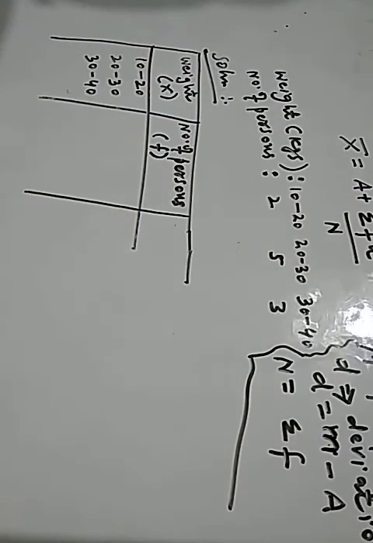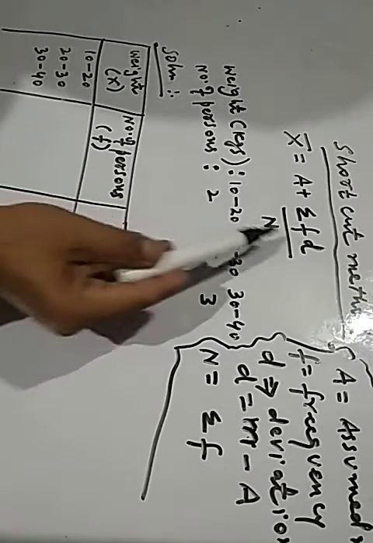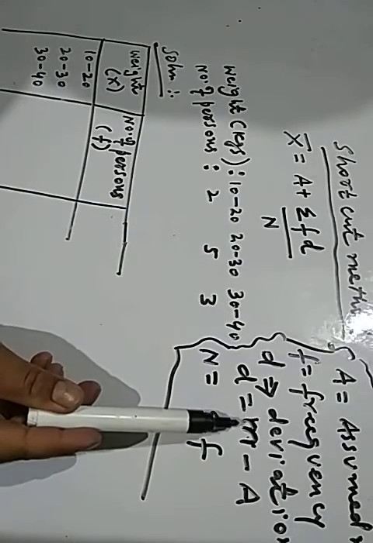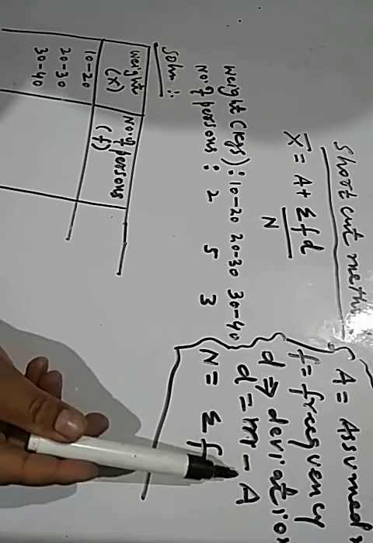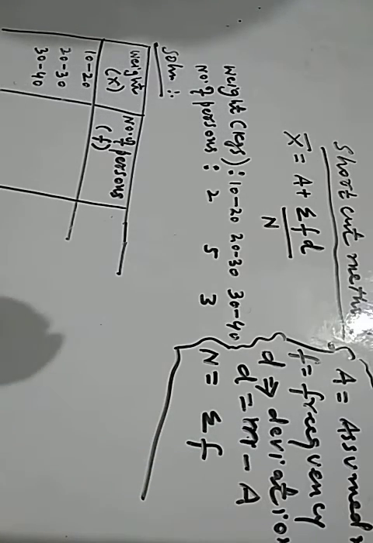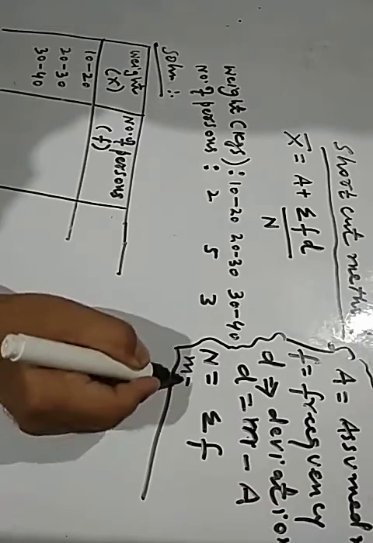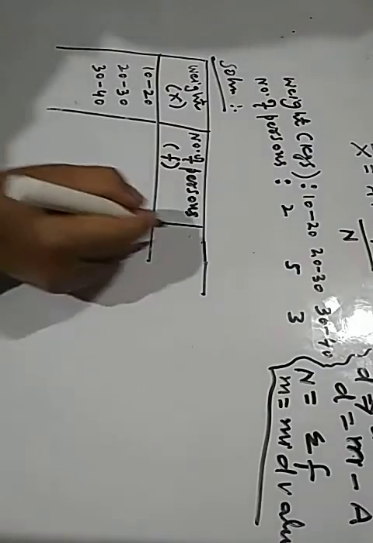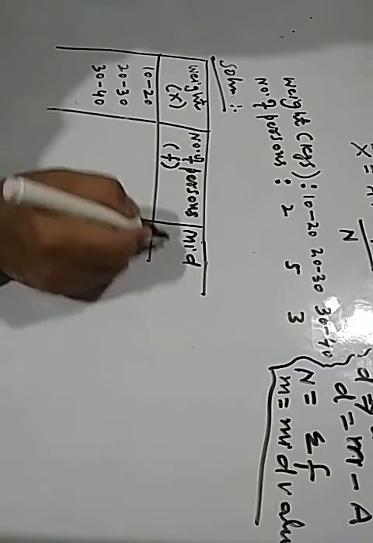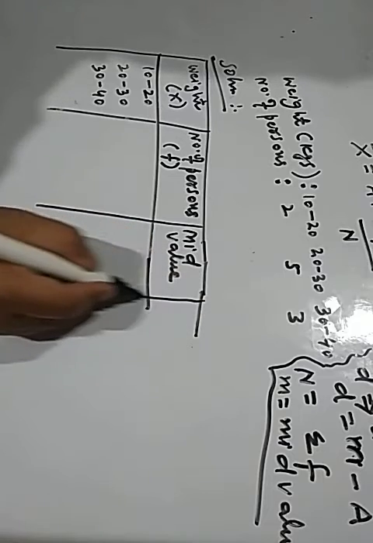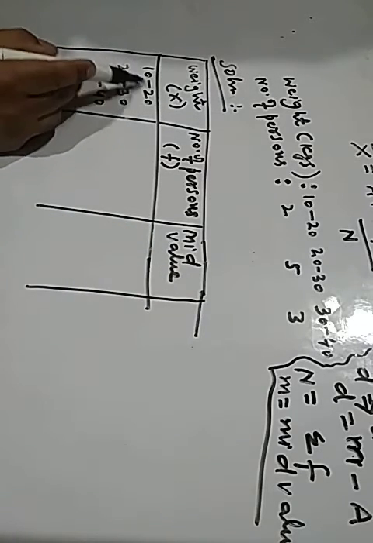अकॉर्डिंग टू फॉर्मूला हमें d वैल्यू निकालना है, जिसके लिए हमें ये फॉर्मूला अप्लाई करना है m माइनस a, दैट इज मिड वैल्यू माइनस एज्यूम्ड मीन. m is mid value. Mid value, जिसके लिए मैंने आपको पहले ही बताया फॉर्मूला लोअर लिमिट प्लस अपर लिमिट डिवाइड बाय 2.